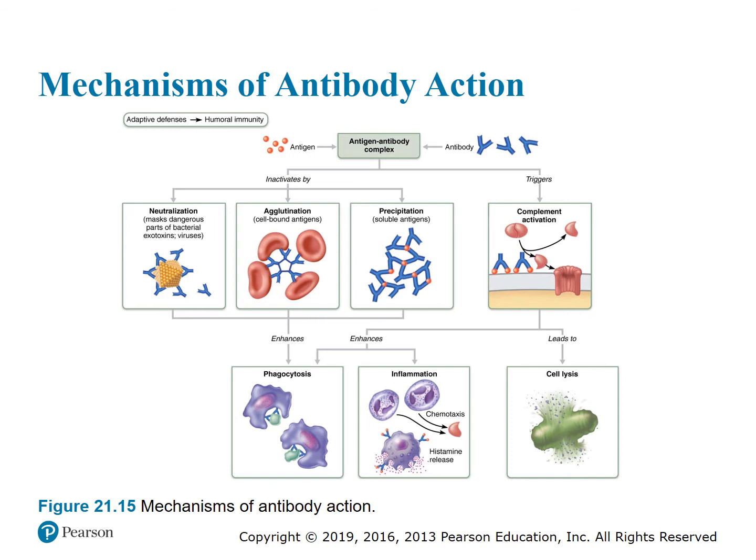Also, it inactivates by neutralization, masking dangerous parts of bacterial exotoxins and viruses. Okay, so here, if you notice, the antibody surrounds a virus. In agglutination, seen with the mismatched red blood cells, the antibodies bind cell-bound antigens, and in precipitation, the antibodies bind to soluble antigens and they will precipitate. Agglutination, neutralization, and precipitation will enhance phagocytosis, and precipitation and complement activation will enhance inflammation.